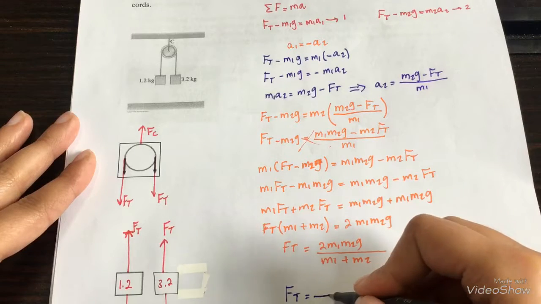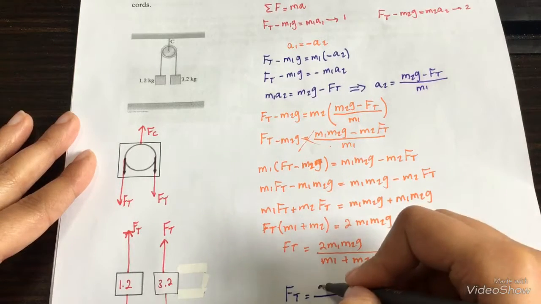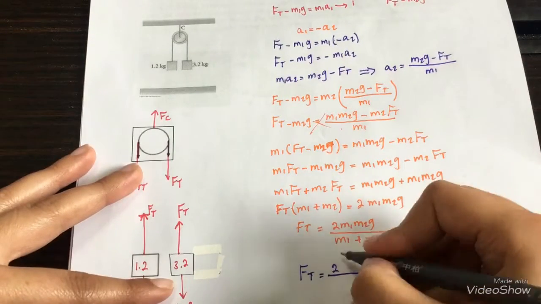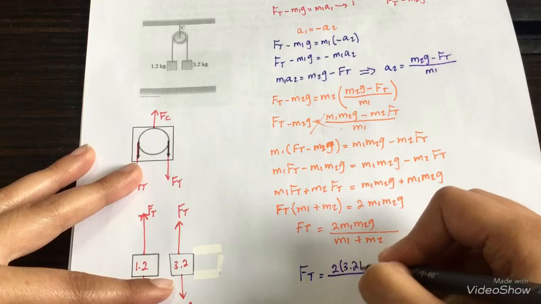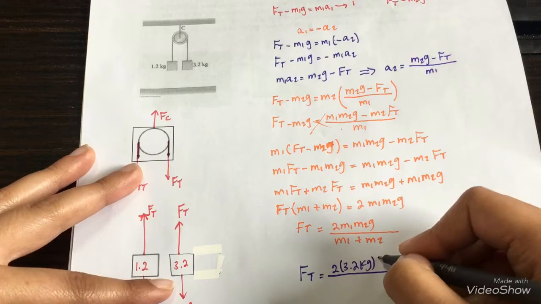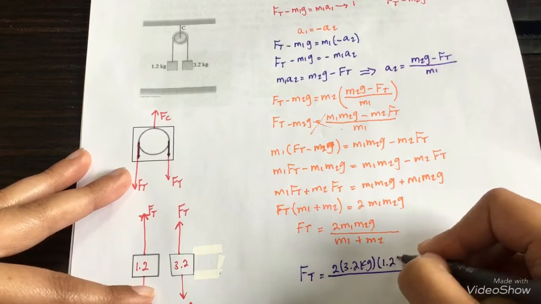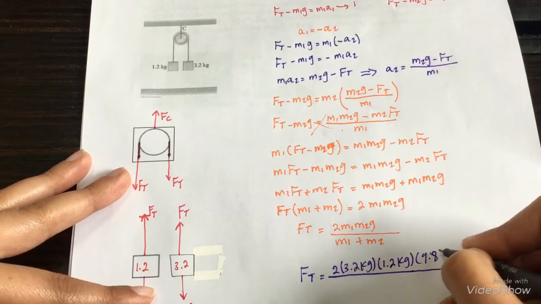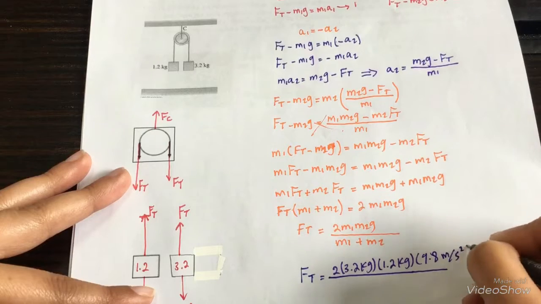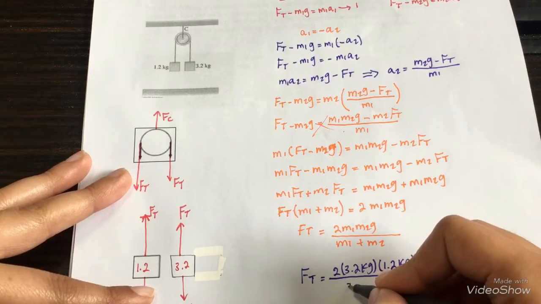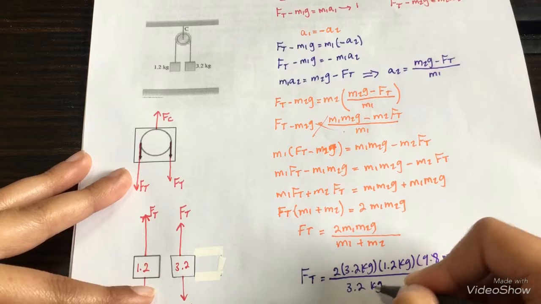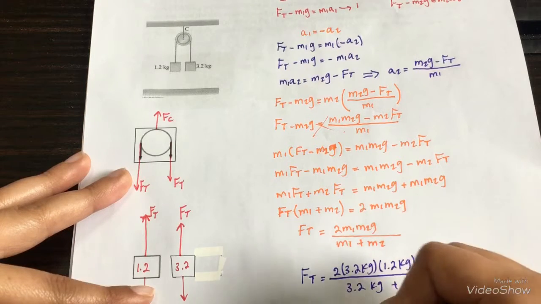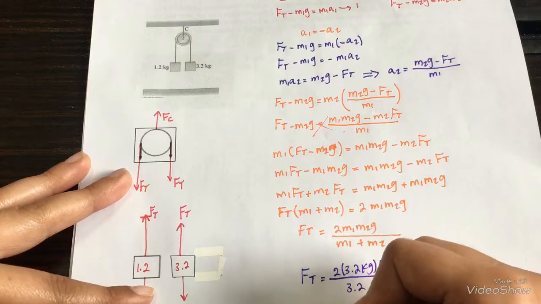Equal to... the first mass is 3.2 kilogram, and the second one is 1.2 kilogram, and the gravity is 9.8 meter per second square. And here, the mass 1 and mass 2, and then just find it.